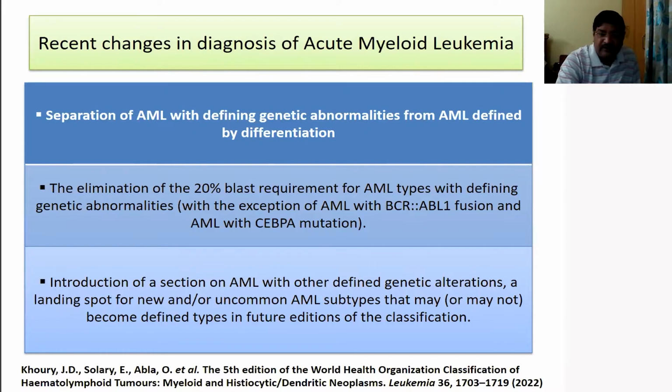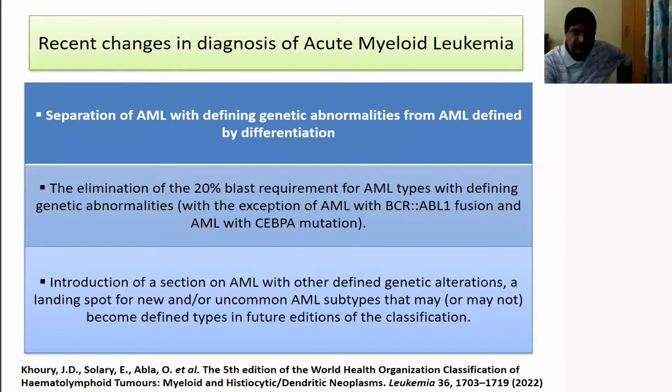Whereas if you do not have a defining genetic abnormality, you could still classify them as AML defined by differentiation. So with the exception of AML with BCR-ABL fusion and AML with CEBPA mutation, all other defined entities in the genetic category need not have a 20% blast requirement, which is extremely important. You will still treat a patient as AML when the patient has 5 to 10% blasts, but has an AML-type cytogenetic or molecular genetic abnormality. So that is the hallmark of the fifth edition classification.